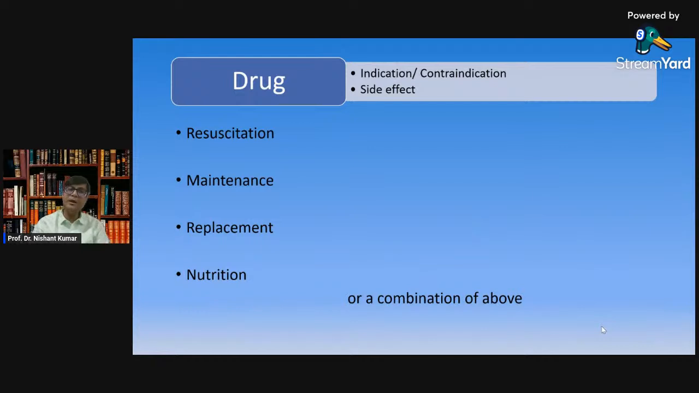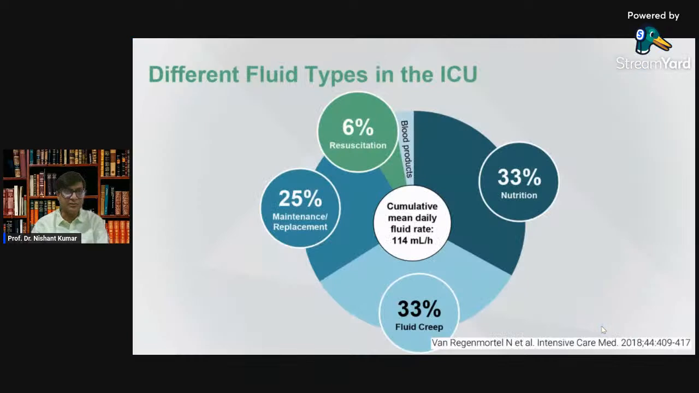Replacement, again, depends on how much losses the patient is putting out. And for nutrition also, consider the nutritional status of the patient, and never underfeed or overfeed the patient. And all these will go hand in hand, so you might have to use a combination of fluids to maintain all these stages.